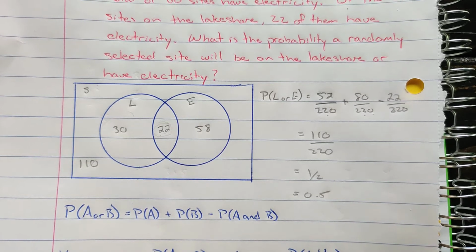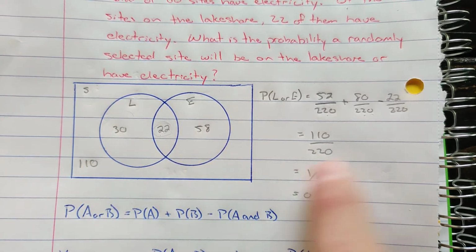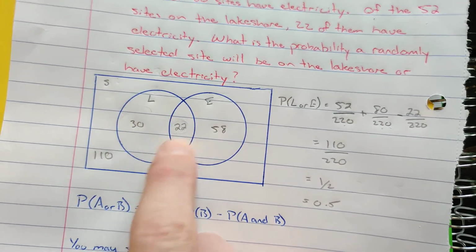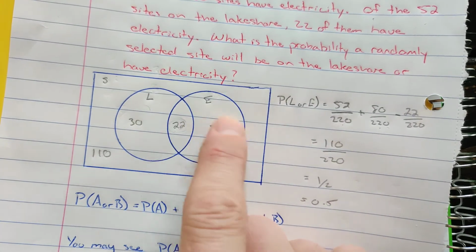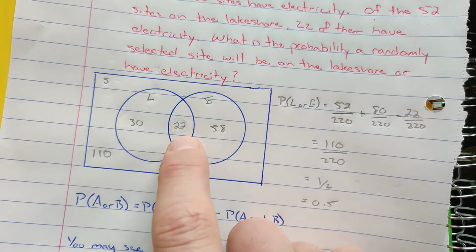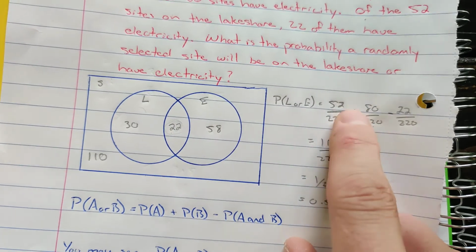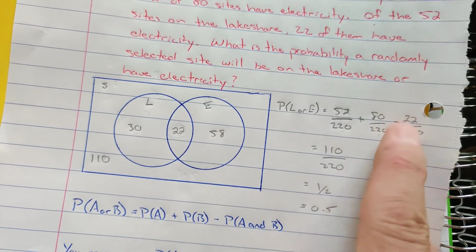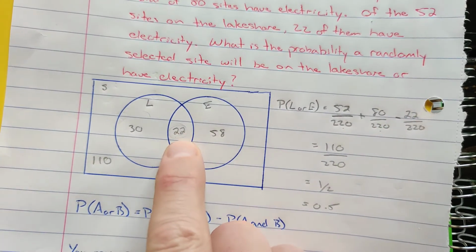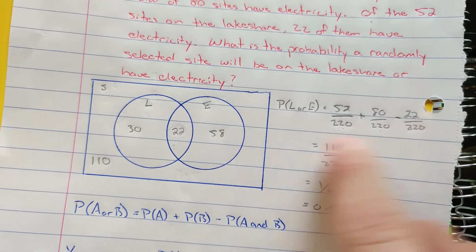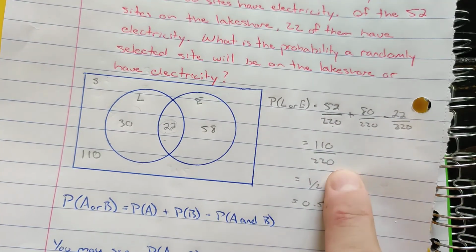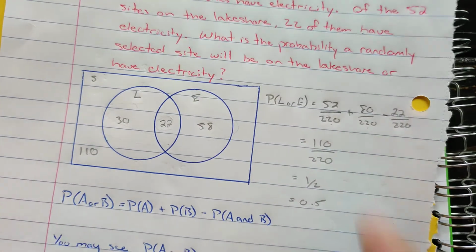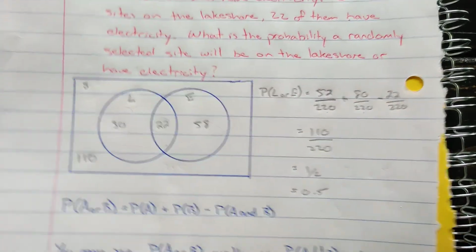And if we look at the diagram, there were 52 on the lakeshore, and there were 80 that had electricity. That 22 is overlapped, so we're counting it twice if we just add the probability of the lakeshore and the probability of the electricity. So we have to get rid of one set of that 22 so we don't count it twice. And so that's what happened here, 110 out of 220. This happened to be half the campsites. These numbers won't always match. It just happened in this case that the numbers matched.